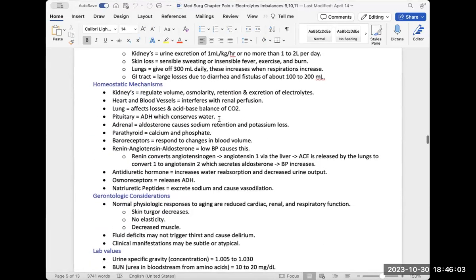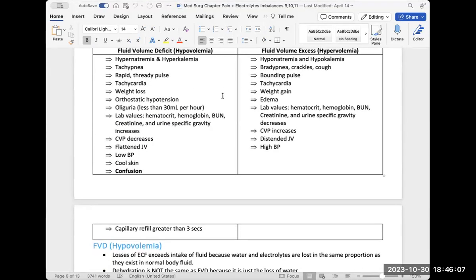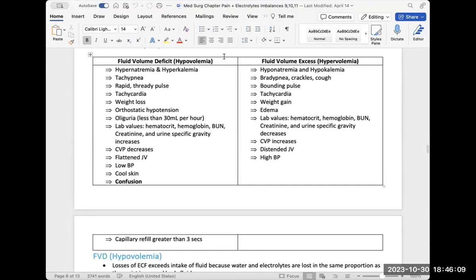Okay, so things that I want to go into are things that you're most likely going to be tested on. This includes fluid volume deficit and fluid volume excess, either called hypovolemia or hypervolemia. Something I want to point out is that I feel like when you know one, you know the other. So if you can memorize or understand one of them, you know the other.